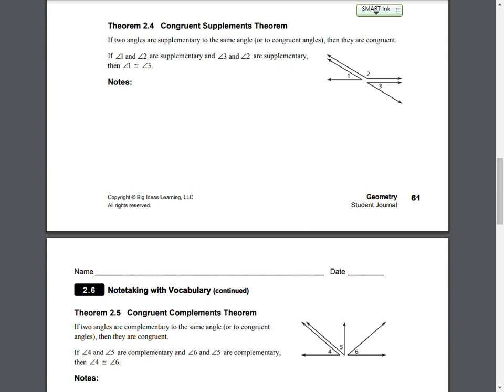This is theorem 2.4, congruent supplements theorem. If two angles are supplementary to the same angle, or two congruent angles, then they are congruent. If angle 1 and angle 2 are supplementary, supplementary means what? 180 degrees. So angle 1 and angle 2 add up to 180 degrees. And angle 3 and angle 2 are supplementary. Then angle 1 is congruent to angle 3.